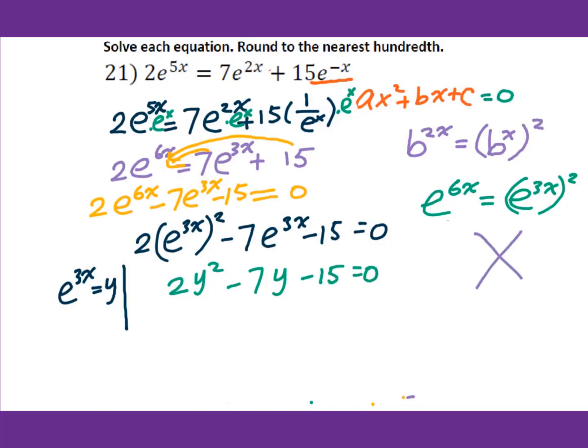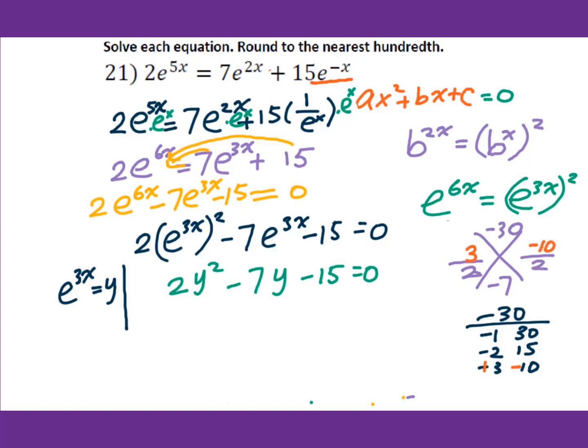We do ninja x, negative 30 over 2 over 2. We need a negative 7. For negative 30, we got negative 1 and 30, negative 2 and 15, negative 3 and 10. We need a negative 7, therefore positive 3, negative 10. Then we reduce, get negative 5 over 1.